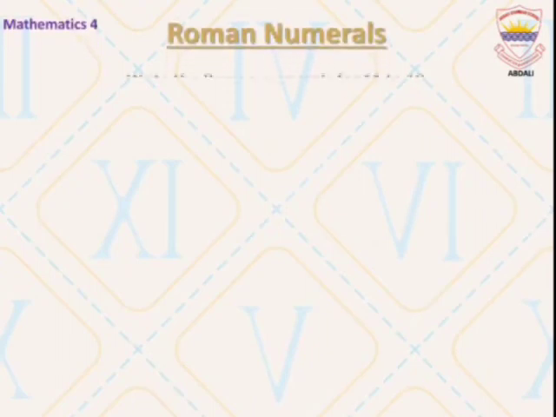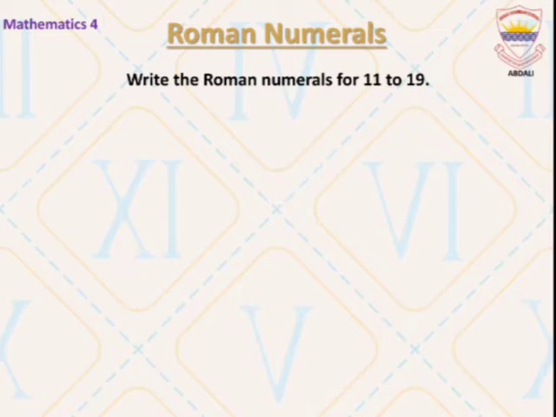Now students, let's write the Roman numerals from 11 to 19. We add I after X. 11 is equal to XI. X is 10 and I is 1.